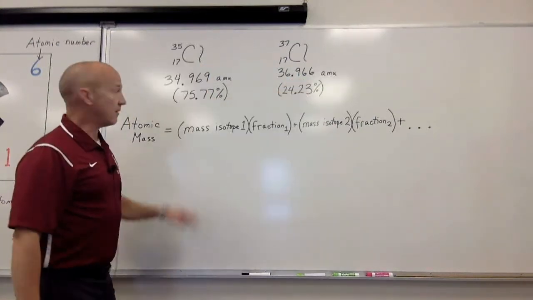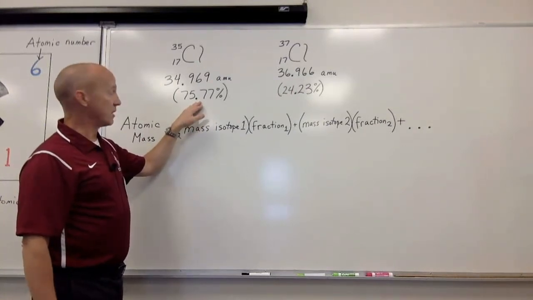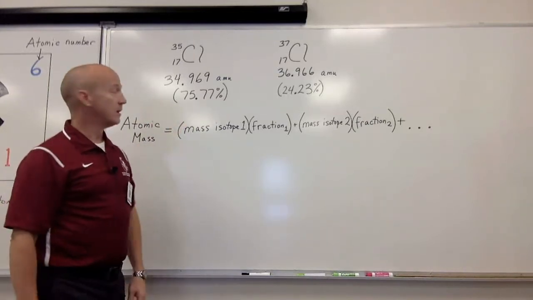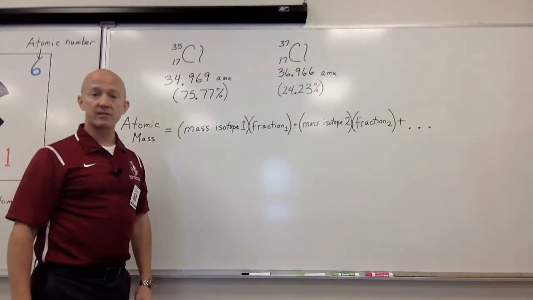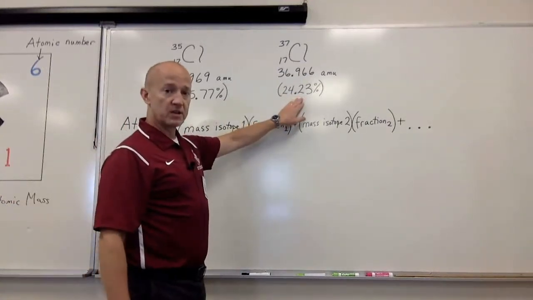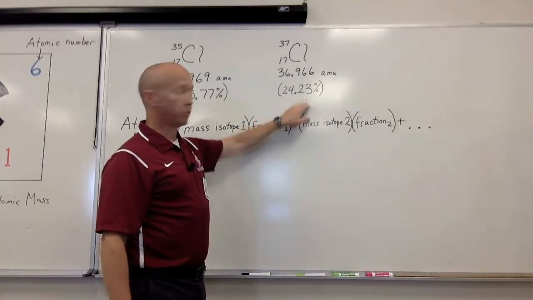The abundance of chlorine-35 is 75.77%. In other words, in all the isotopes of chlorine, 75.77% of them are chlorine-35. The rest is chlorine-37. So we have 24.23% of chlorine-37.